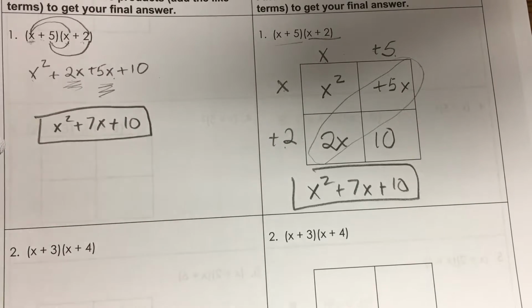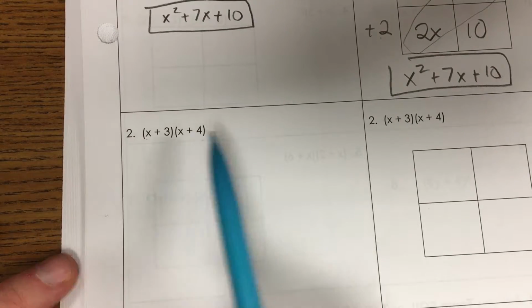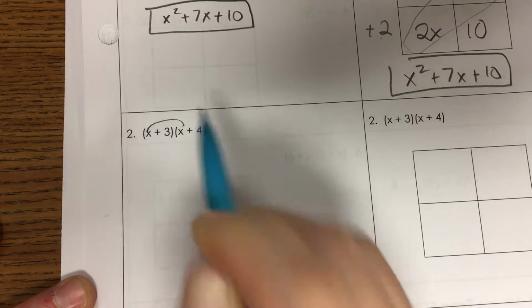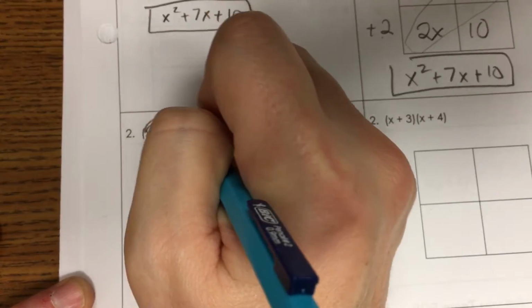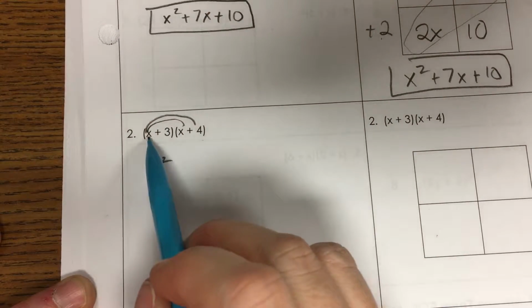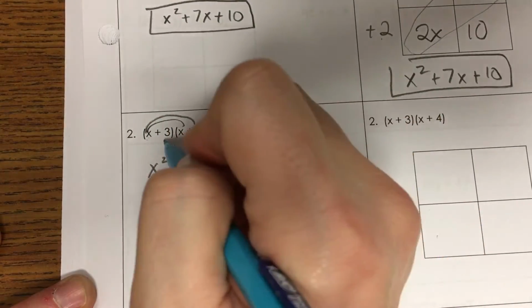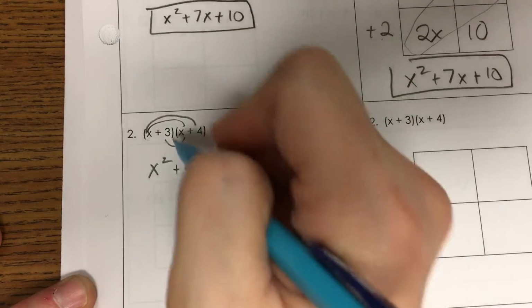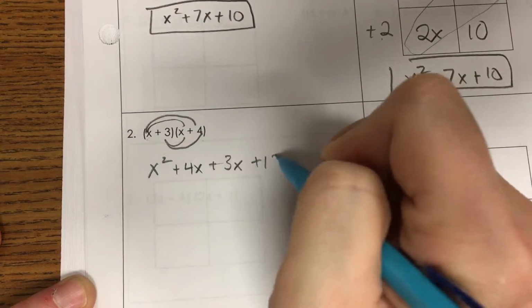So we're going to do one more problem using both methods, and then you can pick what method you like. So our second problem we're going to do is x plus 3 times x plus 4. So first, x times x is x squared. F-O-I-L, O for outside. X times 4 is 4x. I for inside. 3 times x. L for last. 3 times 4 is 12.